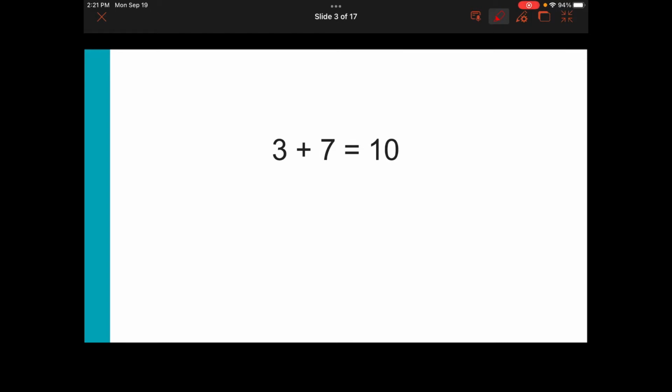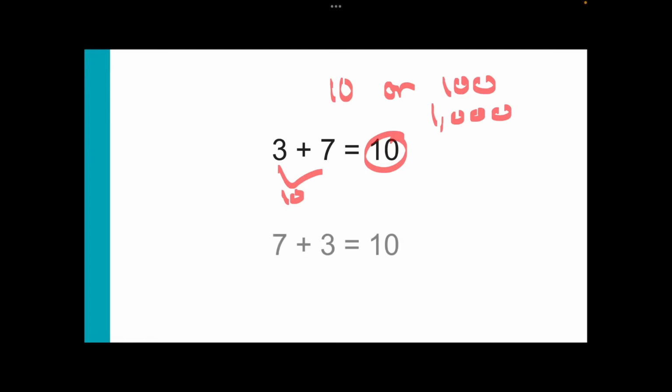All right, so a good way to start when you're adding whole numbers is you want to find values that add up to 10 or 100 or 1000. Okay, these are your addition facts. All right, so 3 plus 7 equals 10. Okay, that makes mental math relatively easy. Same thing for 7 plus 3. It's virtually the same thing, where they both equal 10.